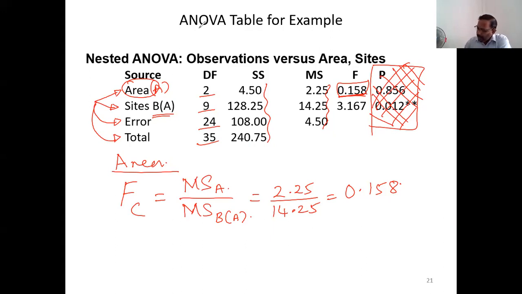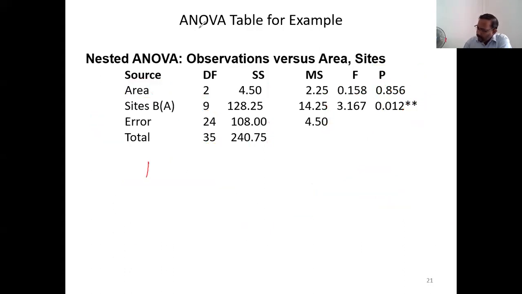Now, we want to see what my hypothesis is. I will keep that value and erase the other. I am testing first for area. My calculated value is 0.158. What is my table value? Forget about these two. What are the degrees of freedom? What is the numerator degrees of freedom? 2. What is the denominator degrees of freedom? 9. Look in the F table, what are those values?